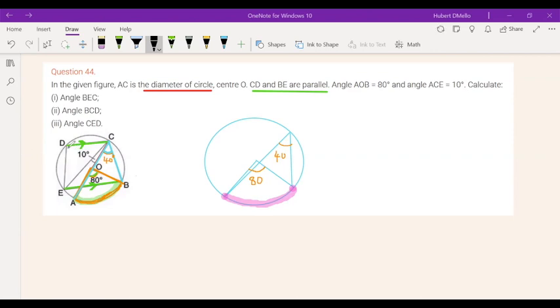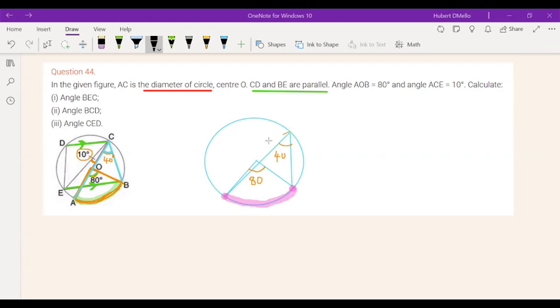Angle ACE is given as 10. This little angle that I am highlighting in orange is 10 degrees. Angle BCE is 50. That's right. So that's just 10 and 40, right?